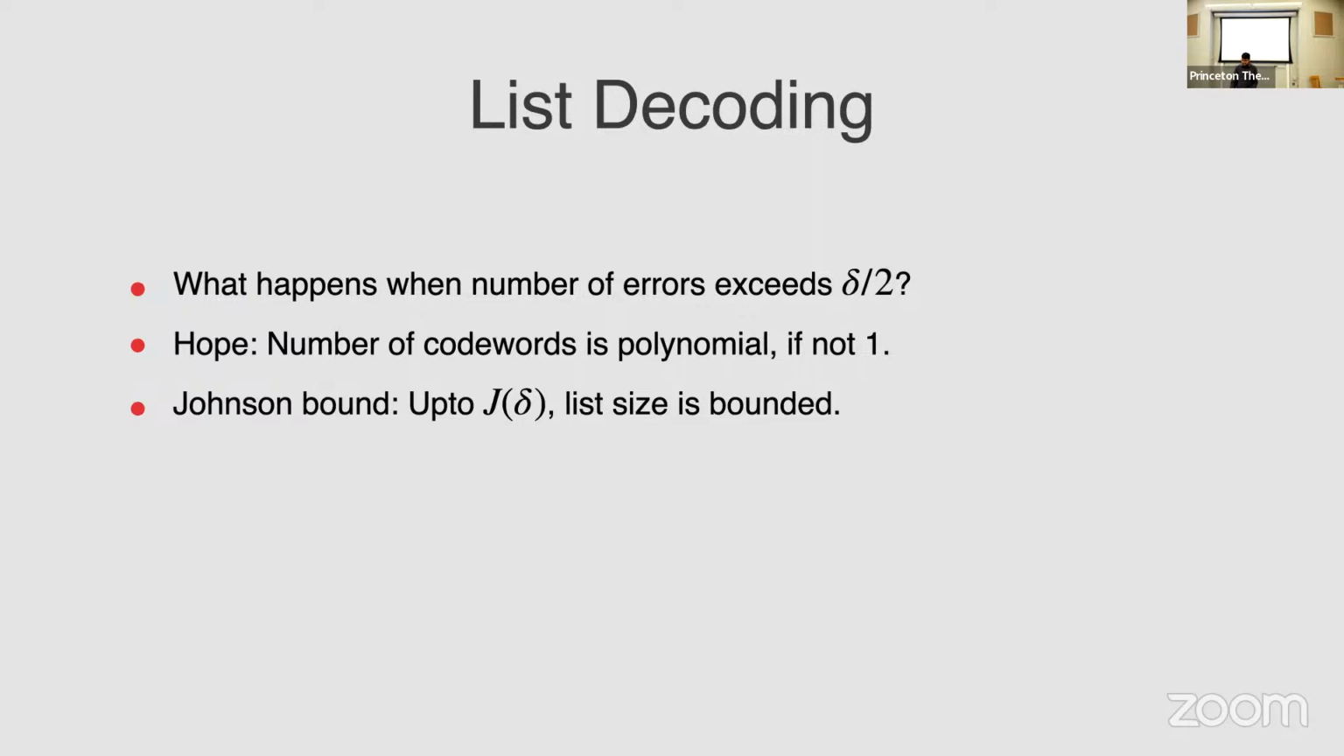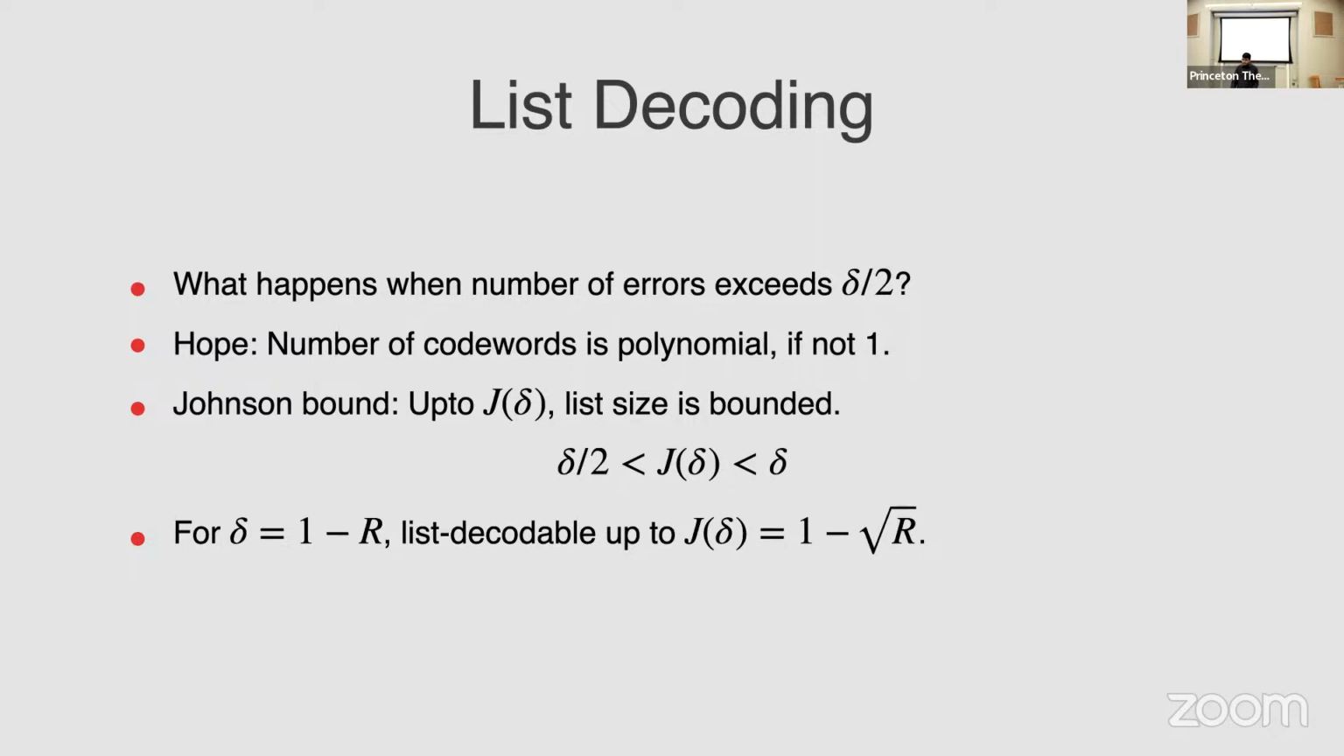There is this classic result called the Johnson bound, which says that there is always a threshold between delta over 2 and delta, up to which the list size is bounded. And for delta being 1 minus R in the regime of Reed-Solomon codes, this threshold turns out to be 1 minus square root R. So by making R small, we can correct errors that are arbitrarily close to 1. And this fact has had a lot of applications in different areas. The list decoding problem also has an associated algorithmic task, which is to find this list in polynomial time.